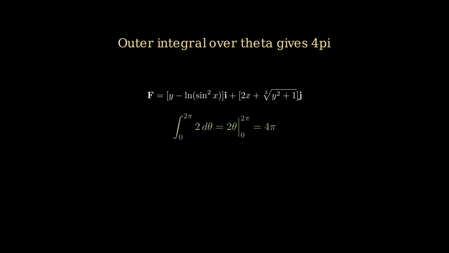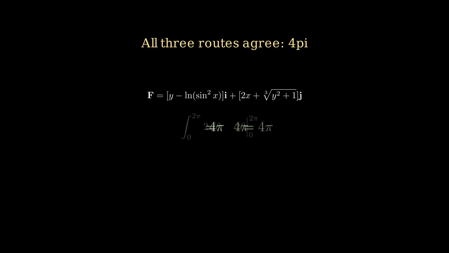All three routes agree perfectly on the final answer, 4 pi, and notice the pattern. Whenever the enclosed region is a circle or part of a circle, switching to polar coordinates is almost always the fastest of these three routes.